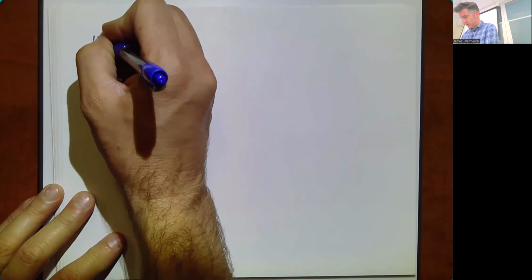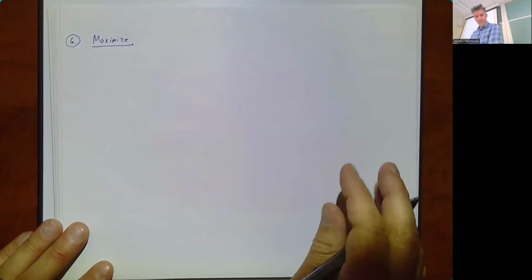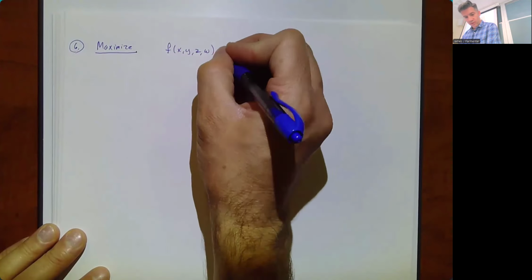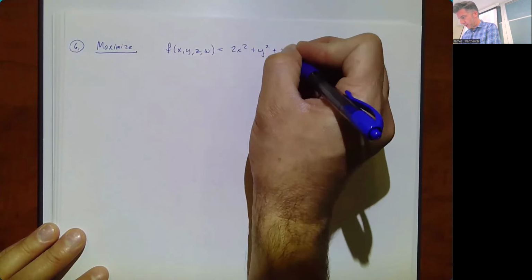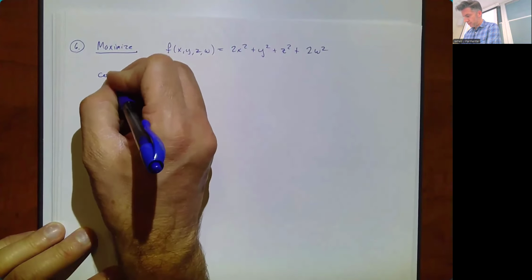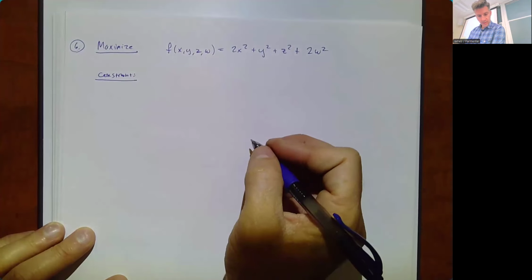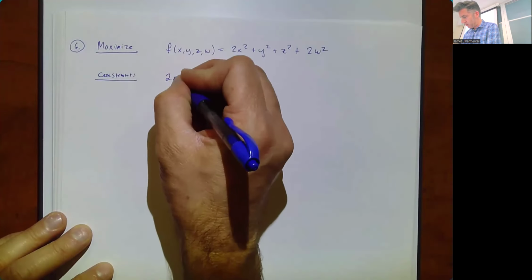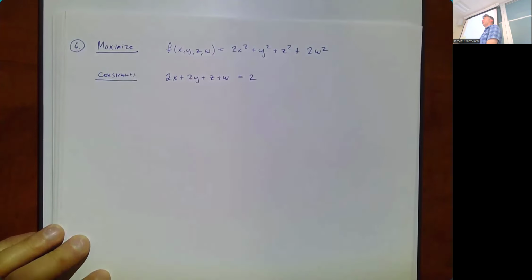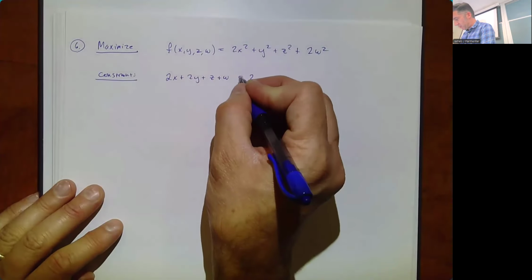So you don't always have to have just three variables. So let's say we want to do the following. We want to maximize f of x, y, z, w equal to 2x squared plus y squared plus z squared plus 2w squared with the constraint that 2x plus 2y plus z plus w is equal to 2. Which I guess we could write as minus 2 is equal to 0.